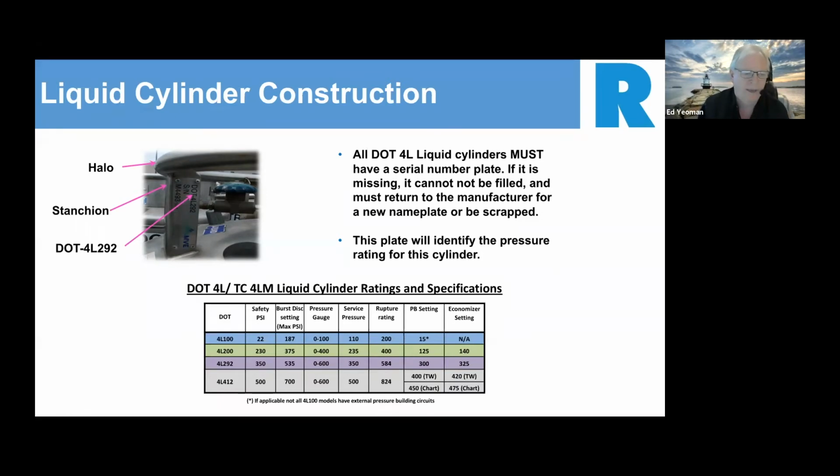Another point that I want to make is if that serial number is missing, the cylinder really technically can't be filled and put on a truck. It needs to be qualified through the manufacturer, through the OEM manufacturer, as to what the serial number is, so you can determine the pressure rating, etc., and then get it renameplated. Next slide, please, Marie.